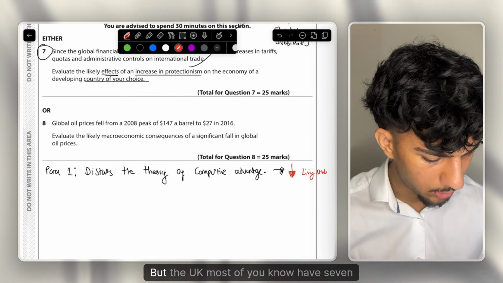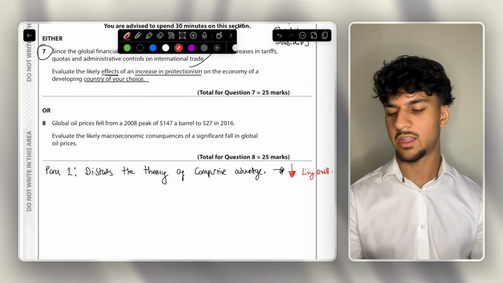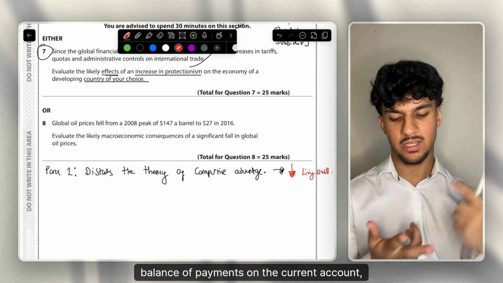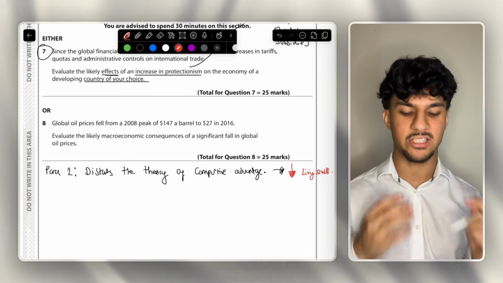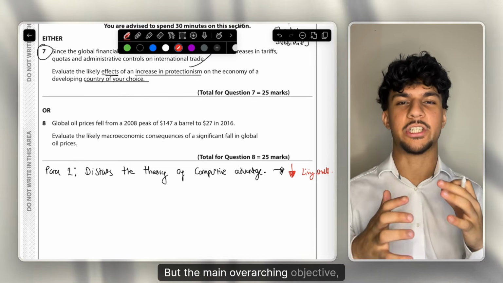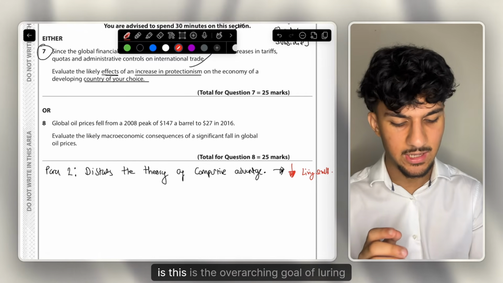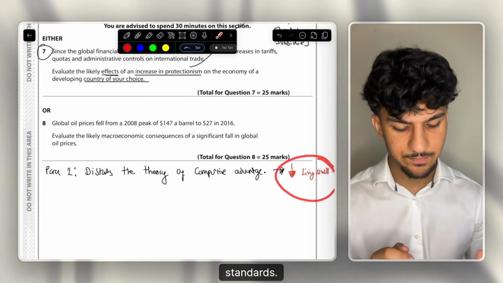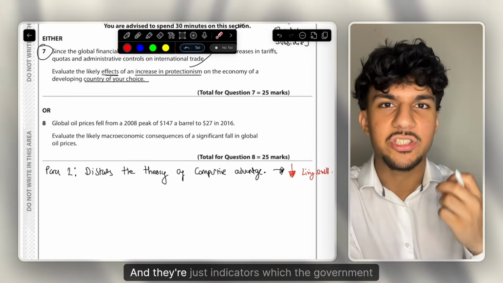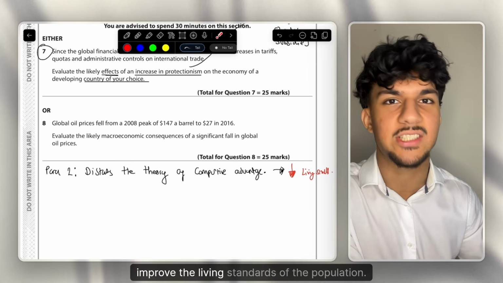Now, that sounds very simple, but the UK, most of you will know, has 7 main macroeconomic objectives, things like a 2% plus or minus 1% inflation rate, the balance of payments on the current account, budget, environmental sustainability. There's lots of them. And yes, they are macroeconomic objectives, but the main overarching objective, the reason why the government tries to pursue those specific objectives, is the overarching goal of living standards. Things like low unemployment, stable inflation, they're just indicators which the government thinks they can use to improve the living standards of the population.